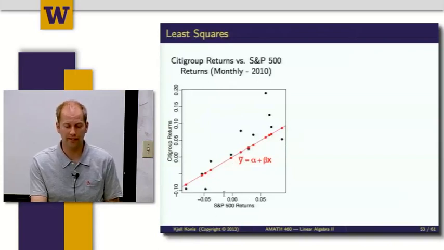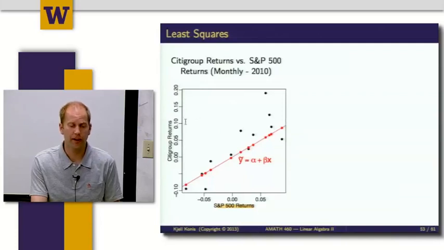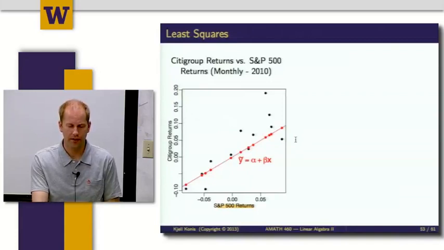So in this case, I took some sort of market return, so S&P 500 returns, and I've plotted them on the x-axis. And then I've taken the returns for one specific asset, so it's going to be shares of Citigroup, and I've plotted those on the y-axis, and so those are the black dots here.